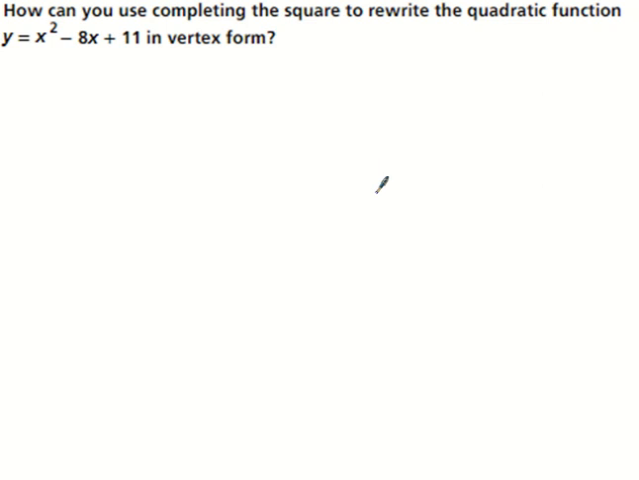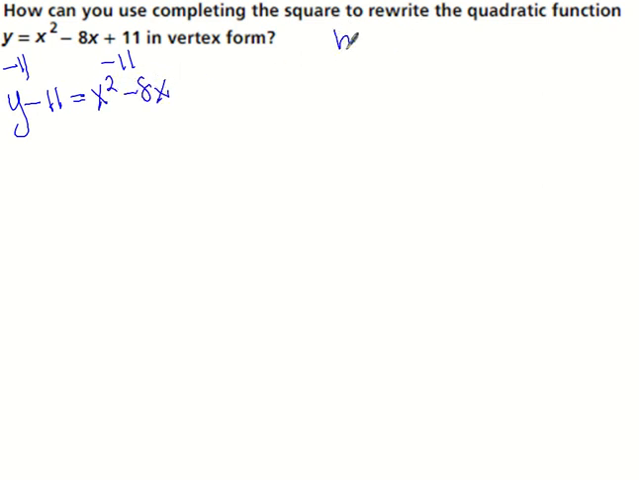It says, how can you use completing the square to rewrite the quadratic function y equals x squared minus 8x plus 11 in vertex form? So we still need those vertexes sometimes when we solve, and so it helps to put our equations in vertex form. So we're going to still subtract 11 from both sides, just like we would, but now we're going to get y minus 11 equals x squared minus 8x.